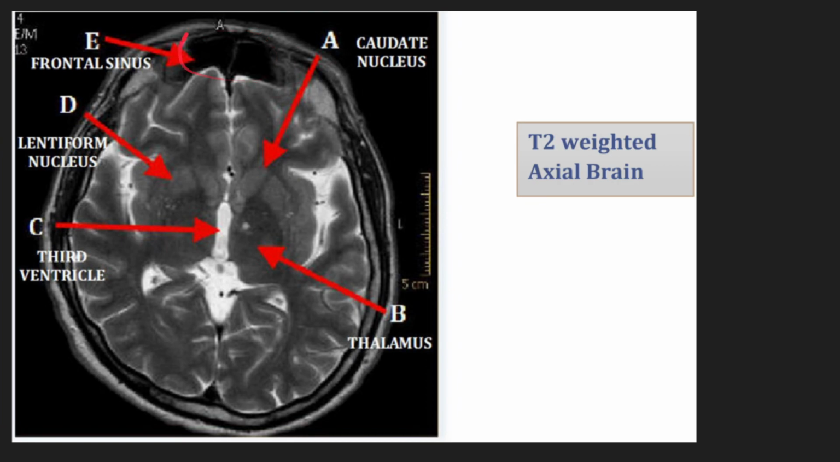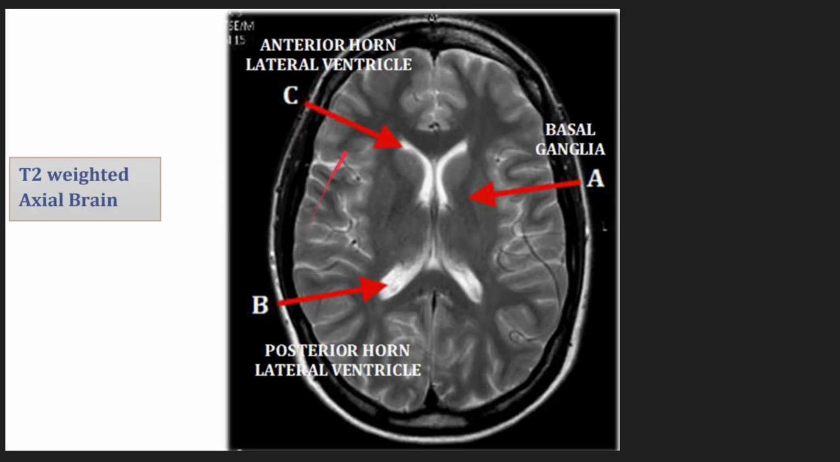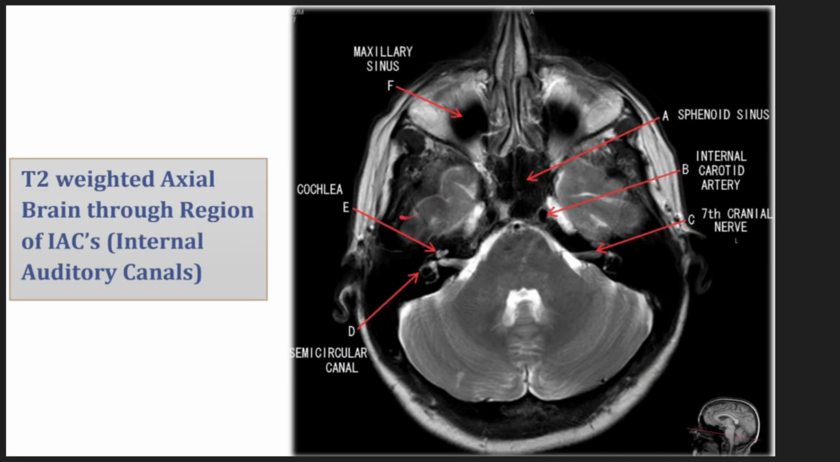frontal sinus here, caudate nucleus, lentiform nucleus. This is third ventricle here, and thalamus. Anterior horn of the lateral ventricle and posterior horn of the lateral ventricle with basal ganglia. Maxillary sinus and sphenoid sinus.